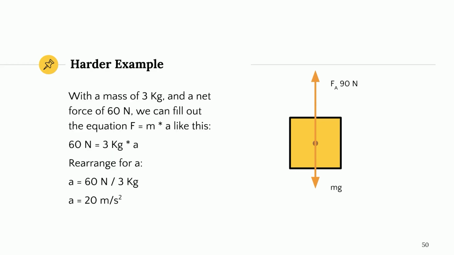With a mass of 3 kilograms and a net force of 60 newtons, we can fill out the equation F equals m times a like this. 60 newtons equals 3 kilograms times the acceleration. If we rearrange for a, a equals 60 newtons divided by 3 kilograms, so a equals 20 meters per second squared.